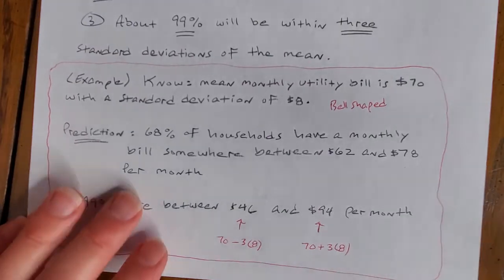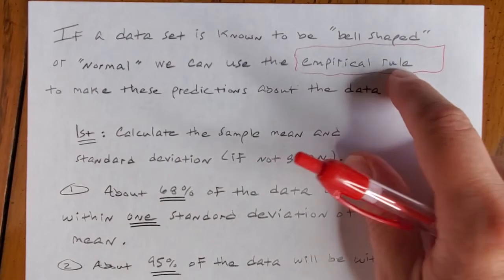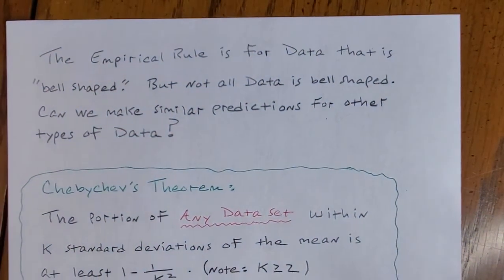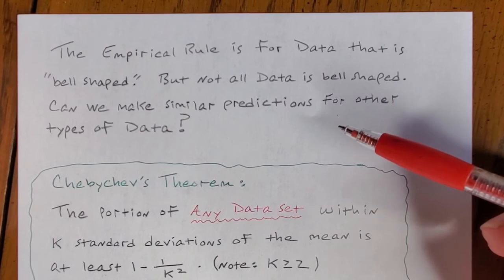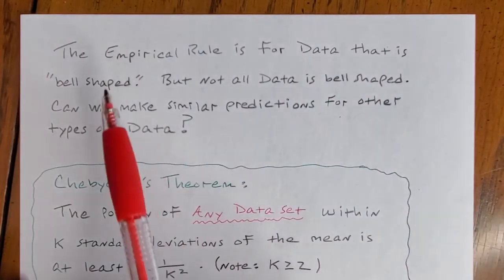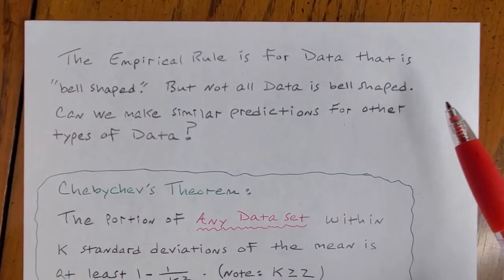Now, what you see here is called the empirical rule, and it's for bell-shaped data. Not all data is bell-shaped. So we might wonder, is there a similar sort of prediction that we can make? The empirical rule is for data that is bell-shaped, and that's it. Not all data is bell-shaped.